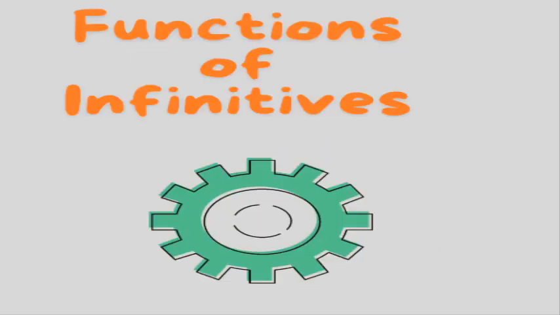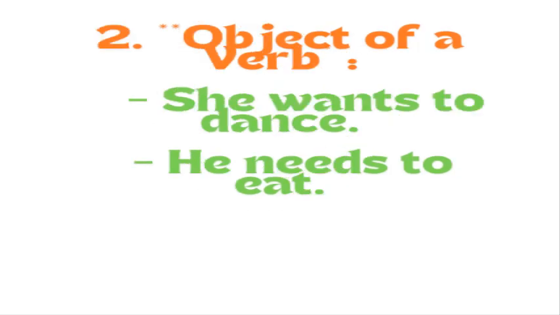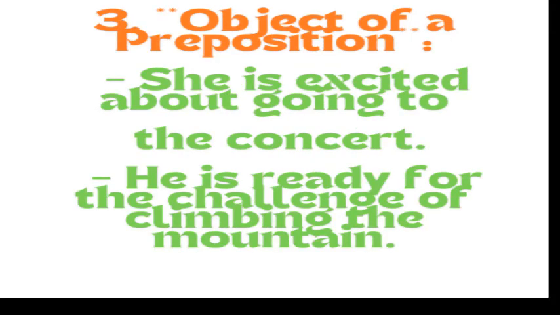Functions of infinitives. 1. Subject of a sentence. To study requires dedication. To read is to learn. 2. Object of a verb. She wants to dance. He needs to eat. 3. Object of a preposition. She is excited about going to the concert. He is ready for the challenge of climbing the mountain.